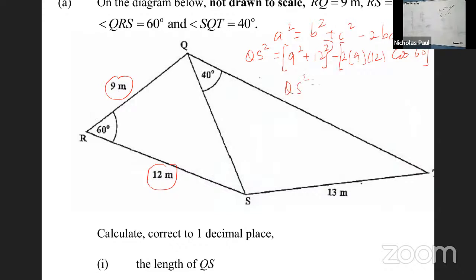So QS squared is how much? That would be 117. So QS is the square root of 117, which is 10.8 meters. Copy it down. And there's one on the board I wanted you to try, to find theta. QS is equal to 10.8 meters.